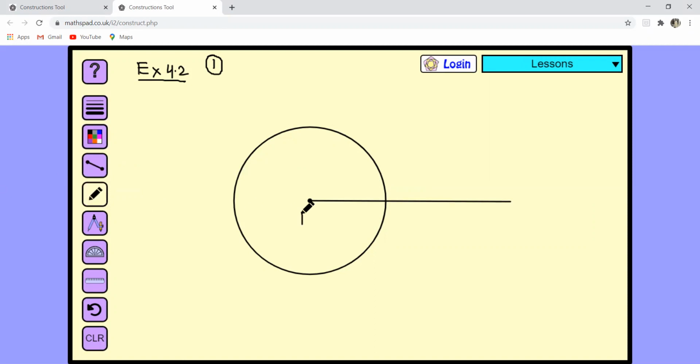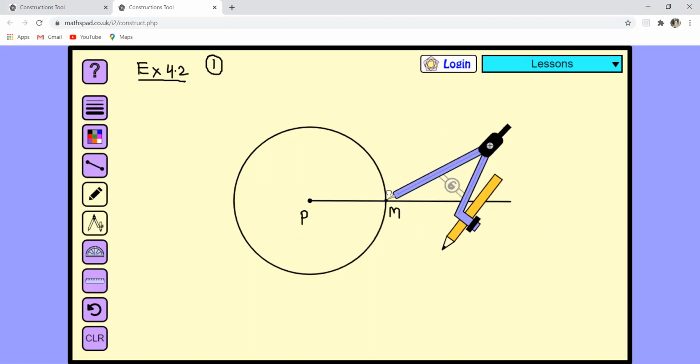Name the center as P. It is already given in the sum. And here, the point where this line intersects the circle is point M. From this point M, we are going to draw a perpendicular. How to draw the perpendicular?